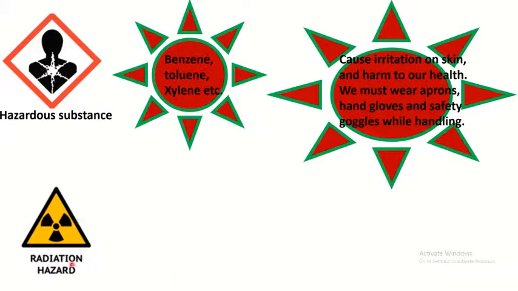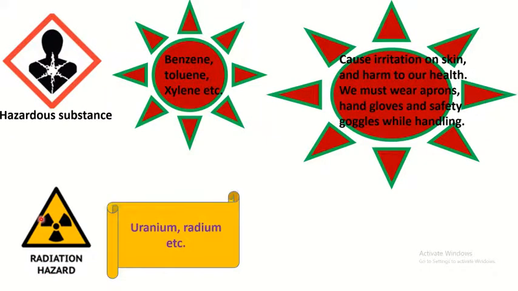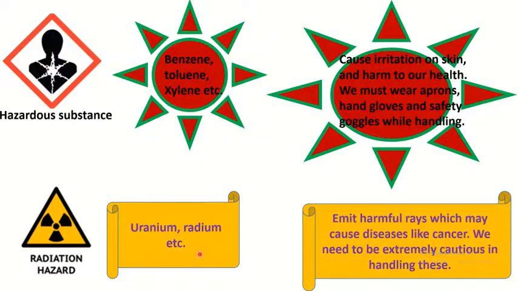These are radioactive substances. For radioactive substance, this sign is given. Uranium, radium, etc. are radioactive substances. They emit harmful rays which may cause diseases like cancer. We need to be extremely cautious in handling these.